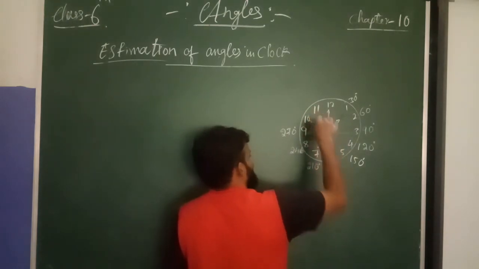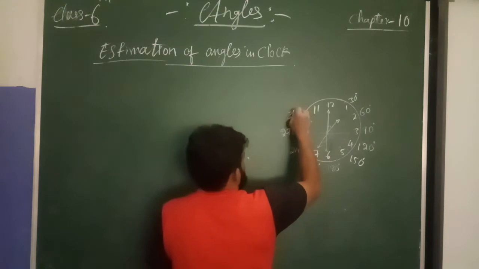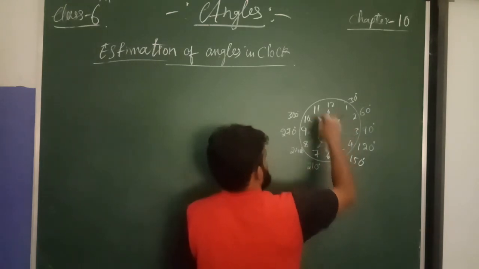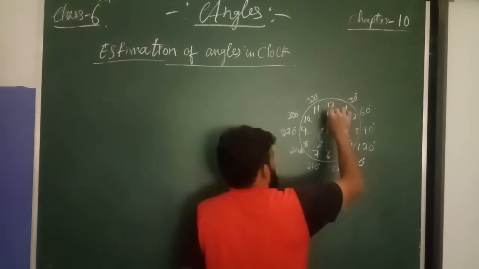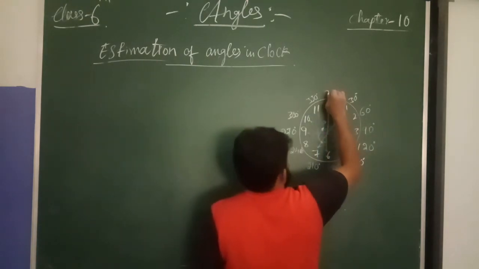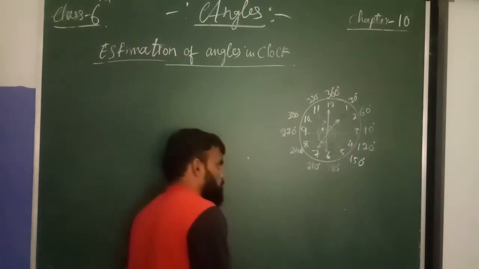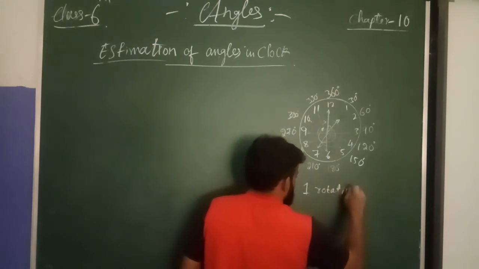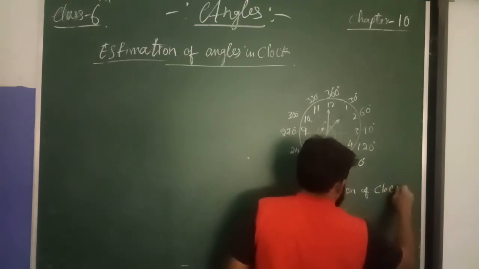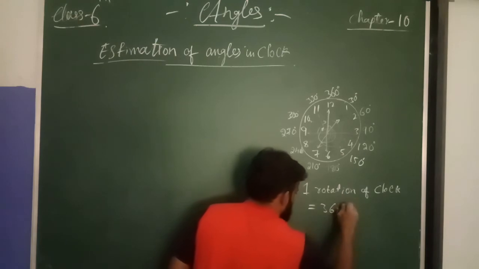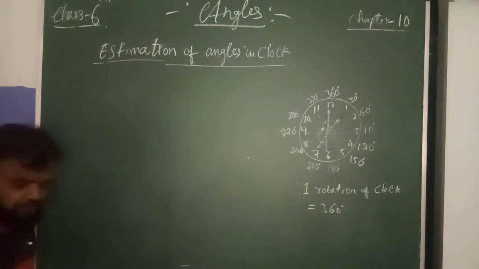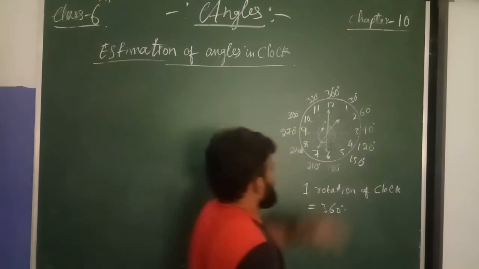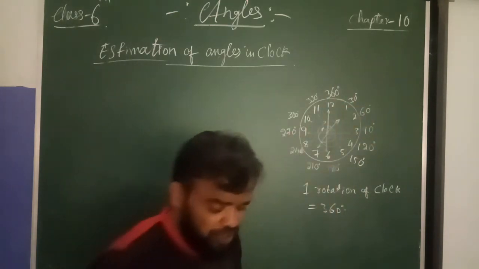Again, 30 degrees added here. How much do you get? 300 degrees. If you add here, 330 degrees. Total full round, from 12 to 12, that is 360 degrees. One rotation of the clock makes how many degrees? One rotation of the clock is equal to 360 degrees. Remember that. Angle 1, 30 degrees. Angle 2, 60 degrees. Then 90 degrees. All of this you have to remember.